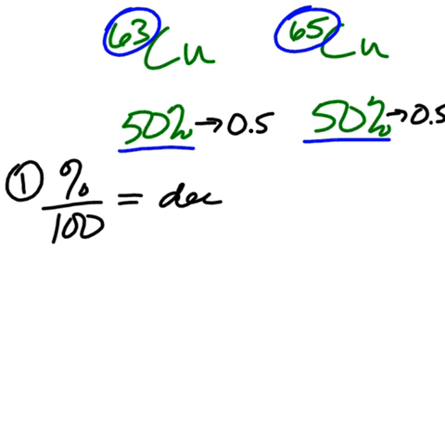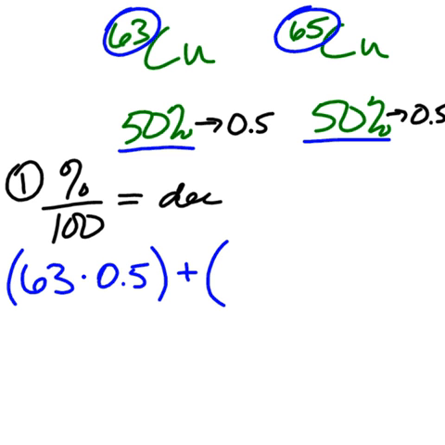Step two is I'm going to multiply that decimal by the mass of the isotope. So for the first one, let's go 63 times 0.5, and I'm going to add it to the product of the other mass, 65, times the other decimal. Doing this, I'm going to end up with the same answer as if I added 63 and 65 and divided by 2. So let's go ahead and do the math real quick.